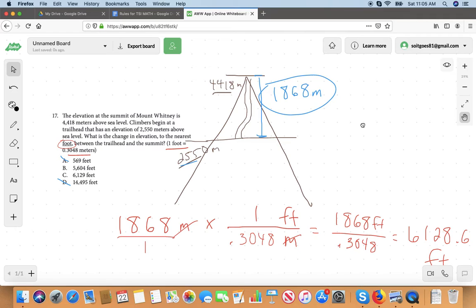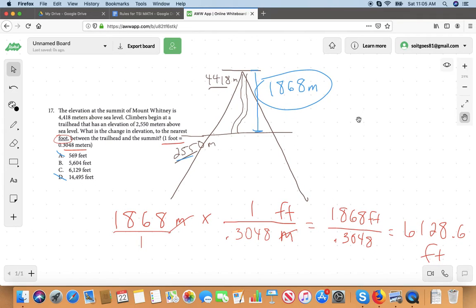And I'm looking at the answer choices. Which change in elevation is nearest to that in feet? Oh, answer choice C, clearly. All right, if we round up, we would get that. It's definitely not answer choice B. That's not even close. Okay. All right, so a couple things here.